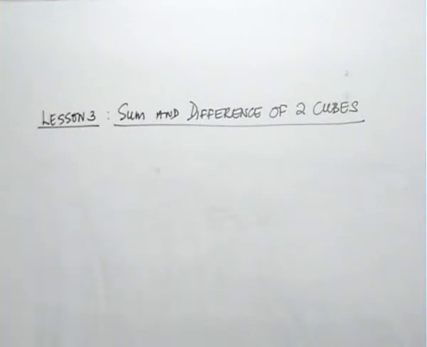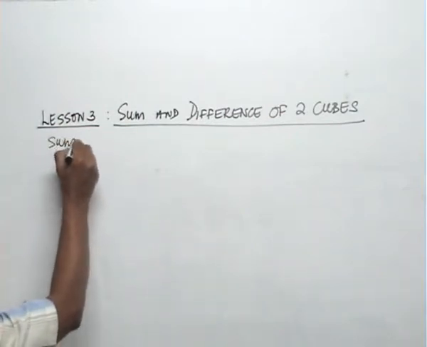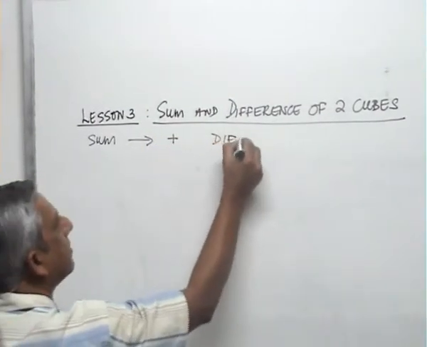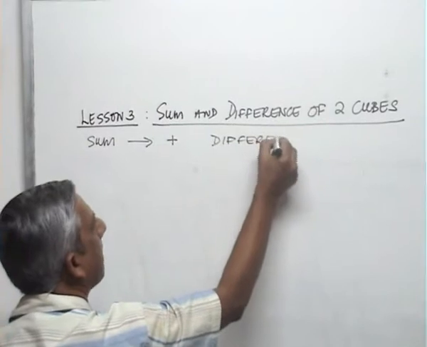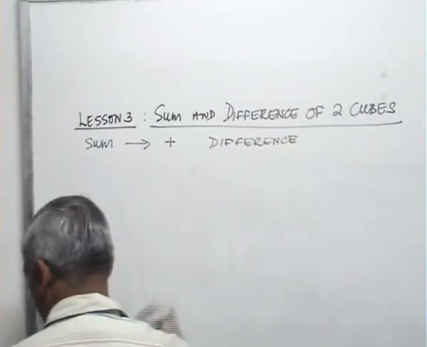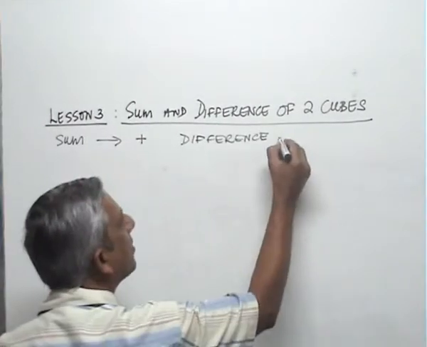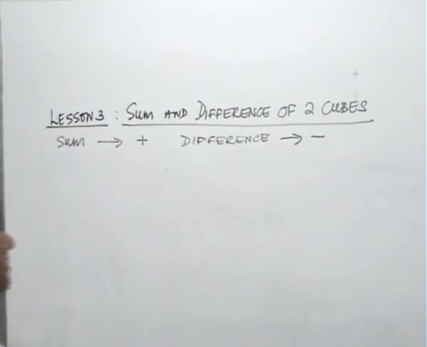Hello, welcome back. Sunny Bornani. Right, we're on lesson 3 now, and the type of factorization we're doing is called sum and difference of two cubes. So first, let's see. The word sum means you're going to see a plus sign. Difference, oh sorry, this pen has to be pensioned off. Right. Difference means you're going to see a minus sign.